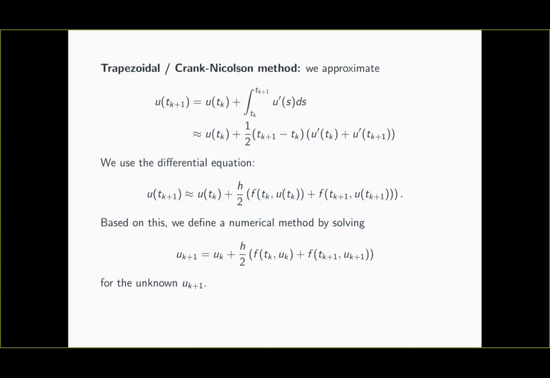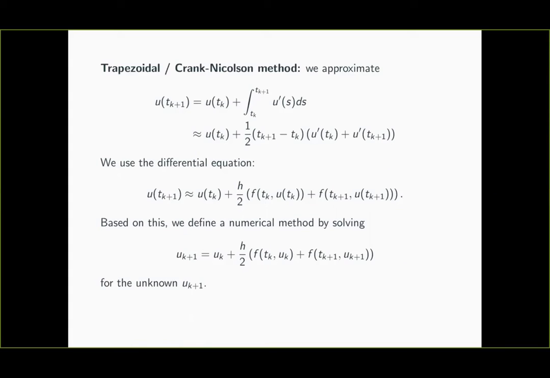All right, the midpoint method is fun, but the trapezoidal method is even better. Using the trapezoidal rule to approximate the integral leads to what is known as the trapezoidal method, or alternatively, the Crank-Nicolson method. Okay, let's get back to the integral formulation of the Cauchy problem. So u at time tk plus 1 equals u at time tk plus the integral from tk up to tk plus 1 of the derivative u prime.